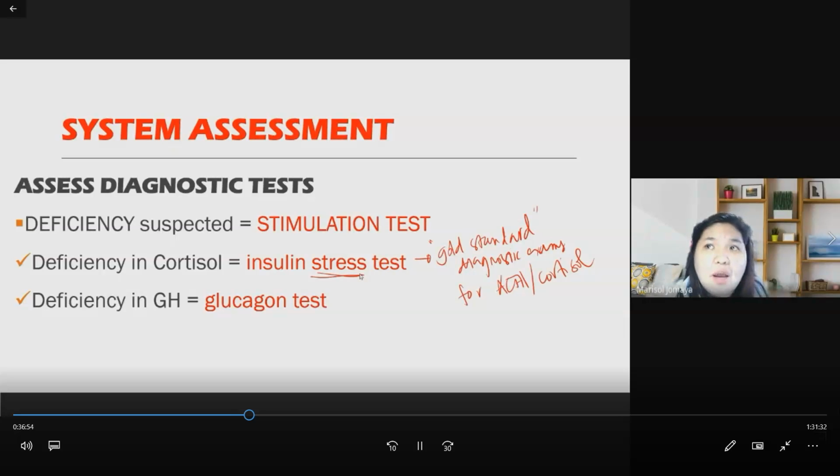Now, in like manner, if we have a deficiency in growth hormone, what we give the patient here is the glucagon test. Okay? Your glucagon is actually found where? Who produces your glucagon? Guys, who? Which part of the body produces your glucagon? Hello? Do you remember? Which part of the body is responsible for the production of glucagon?